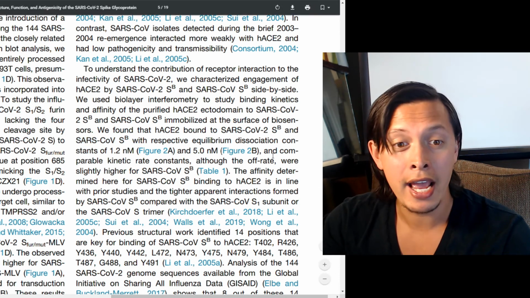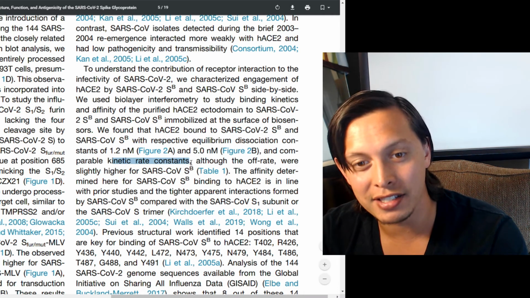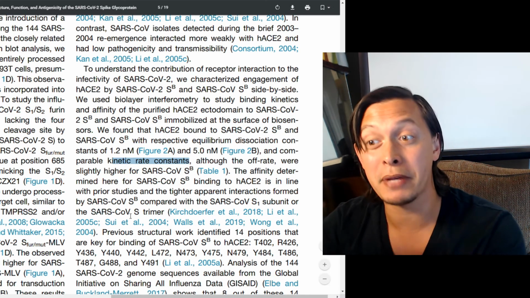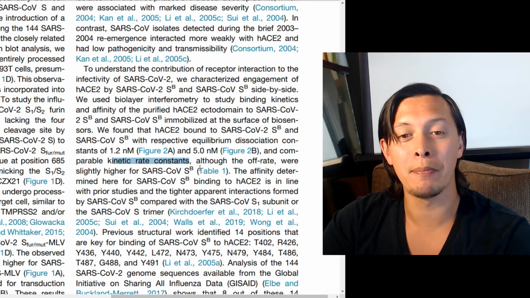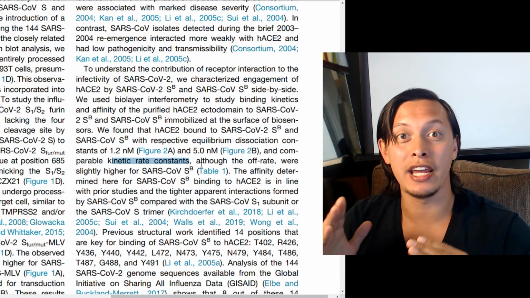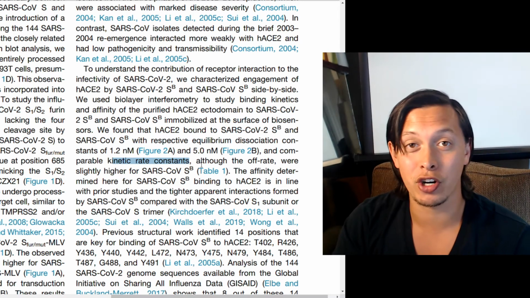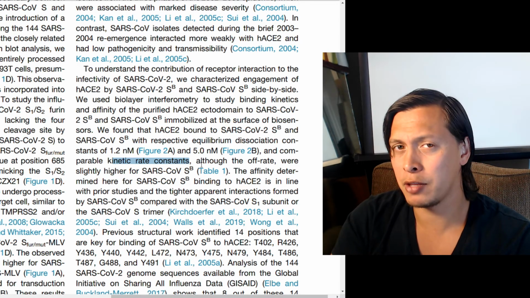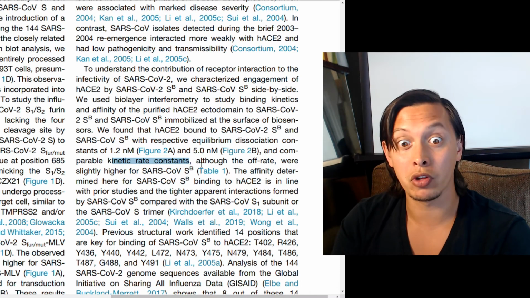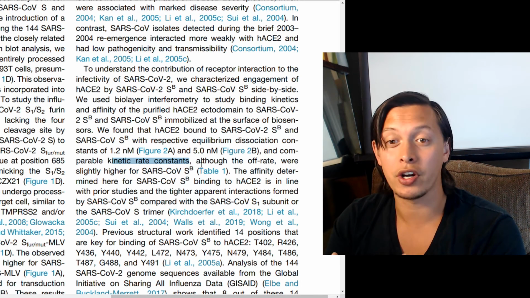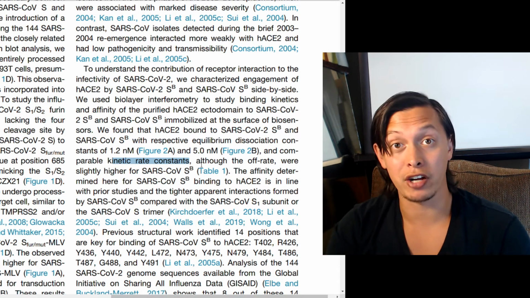Continuing, and comparable kinetic rate constants. So kinetic rate constants means the speed at which you reach equilibrium. So apparently the rate at which the receptors are binding, those rates are about the same at the beginning, but I'll show you in the graphs later, we'll learn that the SARS-CoV-2 is actually significantly better and can create a much higher signal than the SARS-CoV-1.